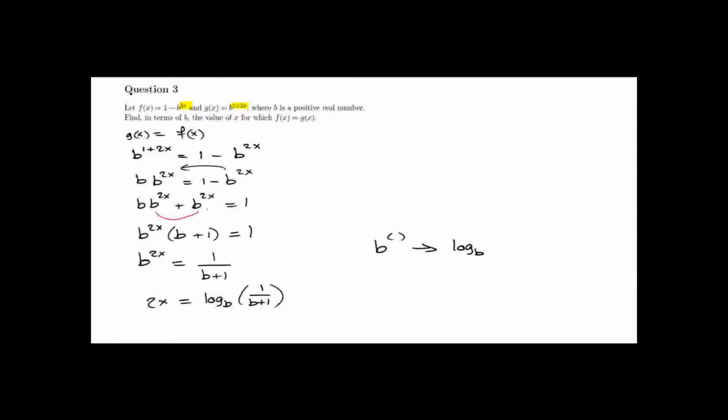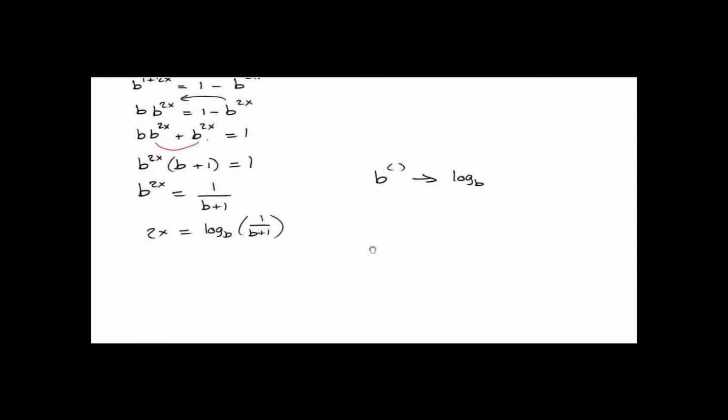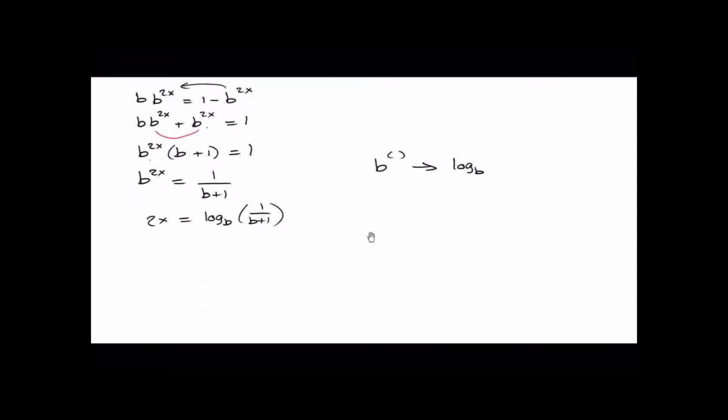Okay? So if b to the power of 2x crosses an equal sign, it becomes log to the base b, just like I've said. Now I've noticed something else here as well, that I have division on the right hand side, and I know that when we're talking about logs, division means subtraction. So that's log to the base b of 1 minus log to the base b of b plus 1.